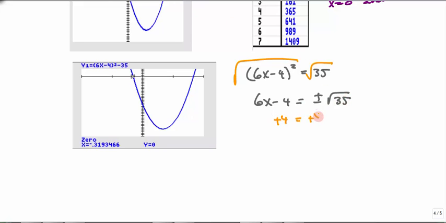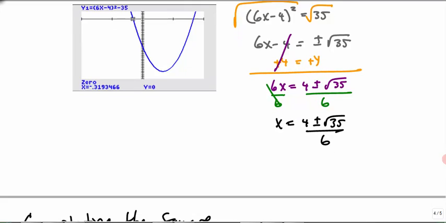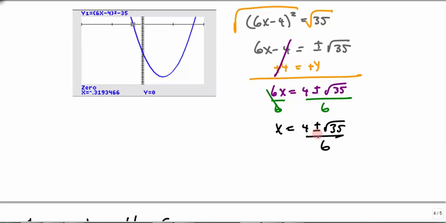I'd add 4 to both sides. So I have 6x equals 4 plus or minus the square root of 35. And then of course divide both sides through by 6. So I have my solutions here. X equals 4 plus or minus the square root of 35 over 6. Now, it might be tempting to cancel the 4 and the 6, but remember you can't because the 6 is also underneath the square root of 35.